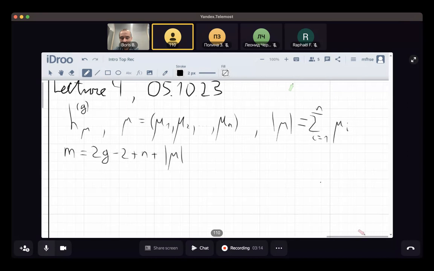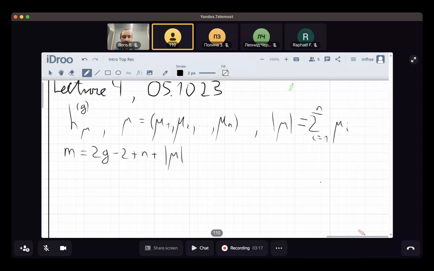All right, so yeah, let me repeat this. We are now going to recall the definition of simple Hurwitz numbers, H_g(mu), where mu is this collection mu_1, mu_2, and so on, mu_n, where the size of mu is the sum over all mu_i, and we define this m to be the following expression. This formula has a geometric meaning, which we'll recall in a moment. But first, let's start with the combinatorial definition.